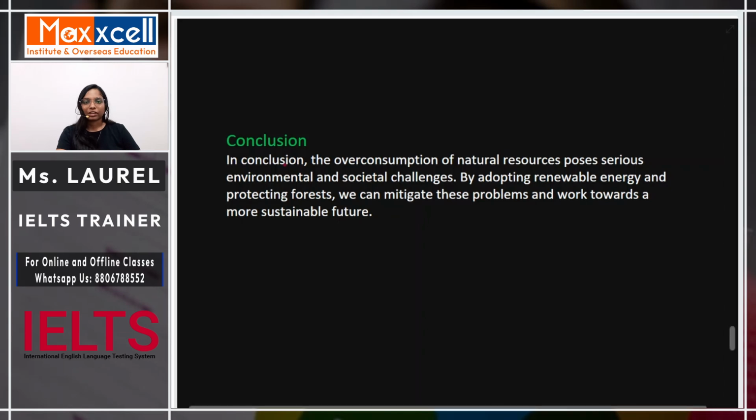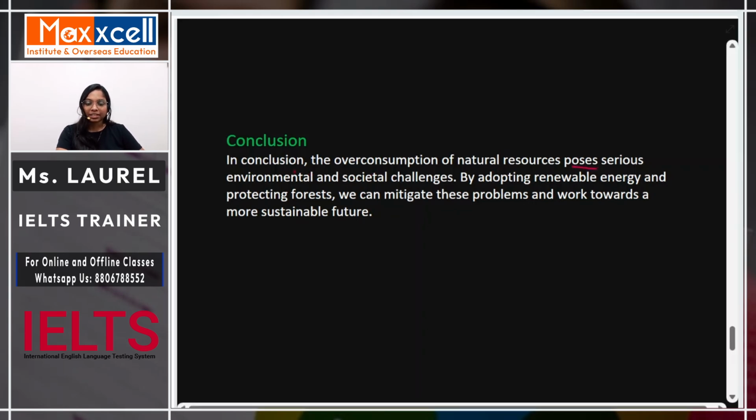The conclusion is simply whatever you have discussed in the previous two paragraphs. Do not include any new information. Don't include any examples. It should be a brief summary of everything that you have covered in your body paragraphs. So here we go. In conclusion, the overconsumption of natural resources poses serious environmental and societal challenges. By adopting renewable energy and protecting forests, we can mitigate these problems and work towards a more sustainable future. So this is the conclusion.